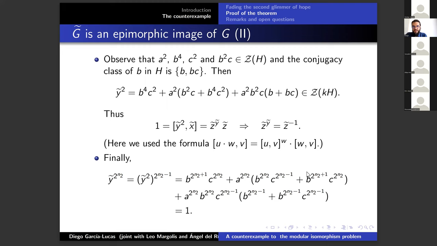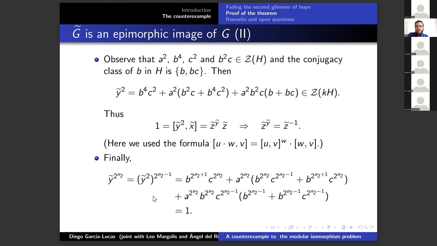Hence, we have this expression here, where the exponents of each one of the terms exceeds the order of the term, except for these two here. But this is 1, so this is one element plus the same element, twice this element. We are in characteristic 2, so this vanishes. This is 1 plus 1, this vanishes, so we are left with only this, and this is also 1. So we obtain the desired result.